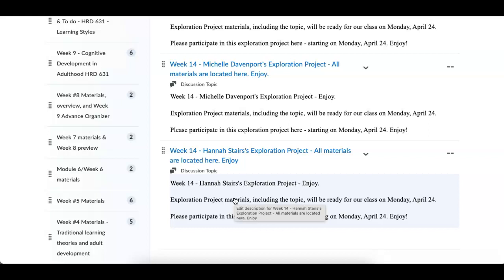Please submit or participate in at least 2. It'd be great if you participate in all 3. And then comment on any other people throughout the week. So that's it. Once again, they'll have their materials loaded on April 24th.